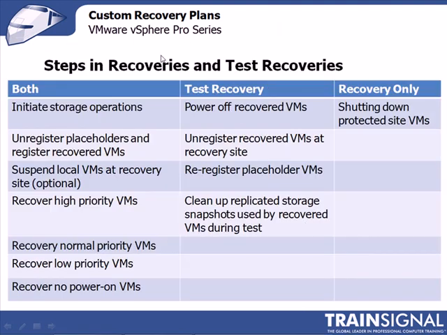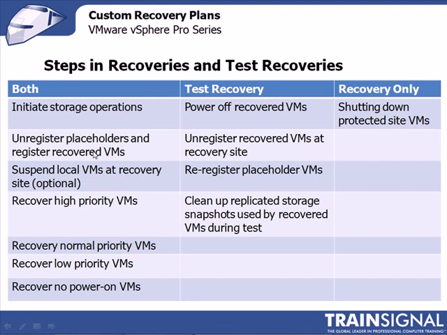So we have three groups here. We have the both, which would mean both recovery plans. Then we have the test recovery plan column in the middle. Then we have the recovery only. So this would be the full failover. And we'll start with both because these are the steps that are done no matter which recovery plan we choose. The first step is initiate storage operations. So this would be taking and preparing the replicated storage and presenting it to the ESX servers.